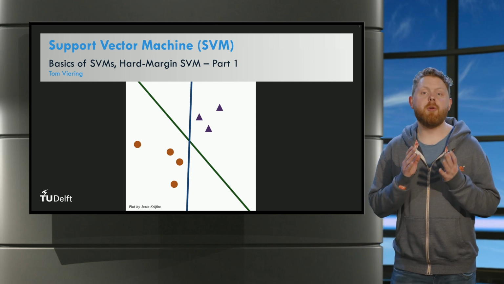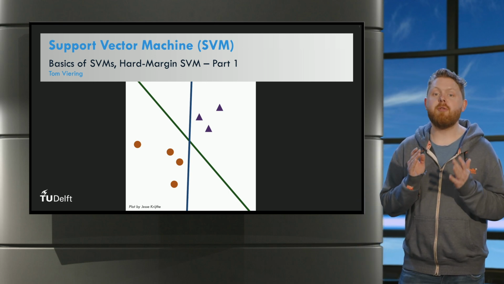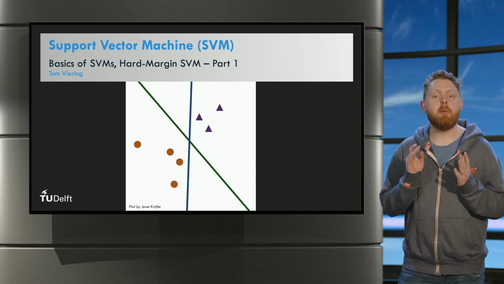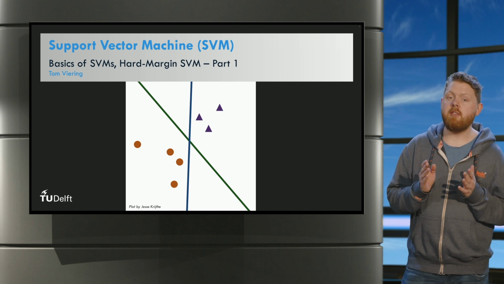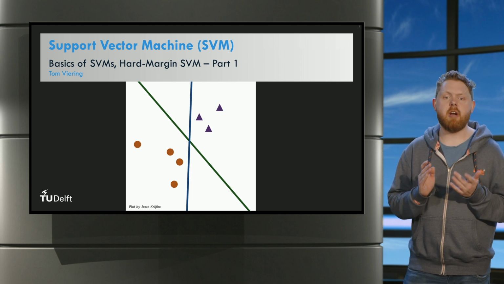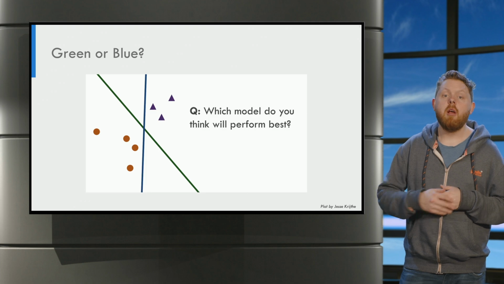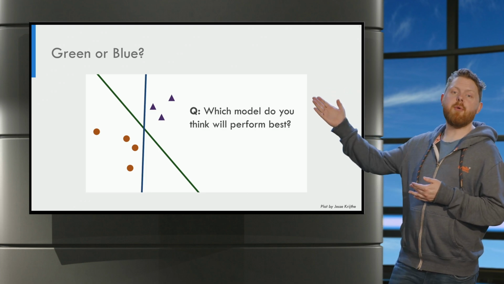In this video, we will talk about the basics of the support vector machine, which is often abbreviated as SVM. This is a more advanced classification model than logistic regression. Let us start with a motivating example.